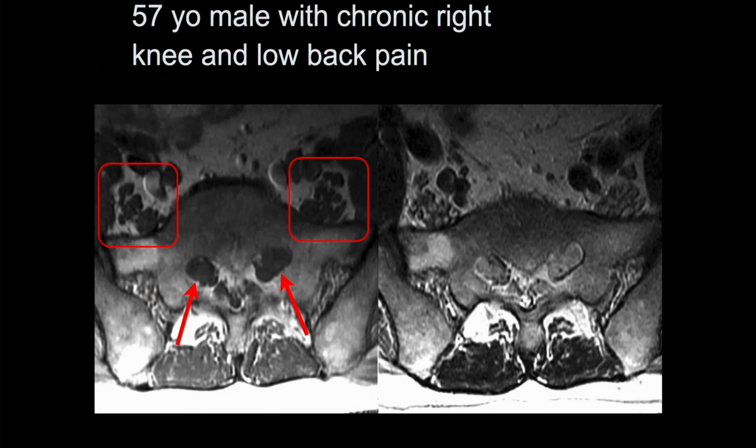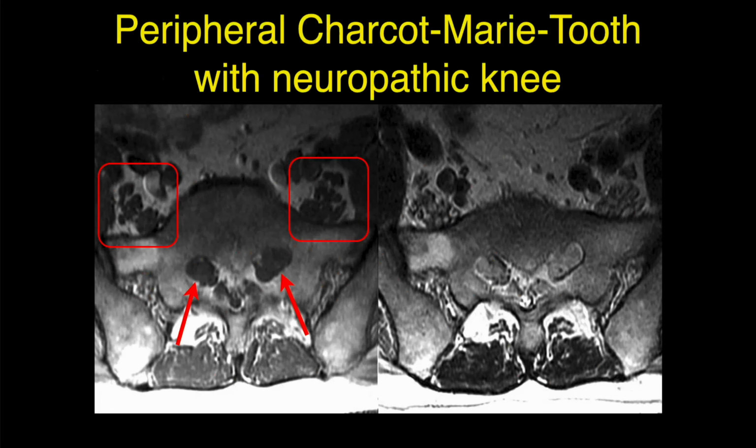And see how thickened they are? Yeah. And this is neuropathic knee due to Charcot-Marie-Tooth. Now, Charcot-Marie-Tooth is not one disease. It's genetic, and there are a number of genetic mutations which can produce Charcot-Marie-Tooth symptomatology and disease.